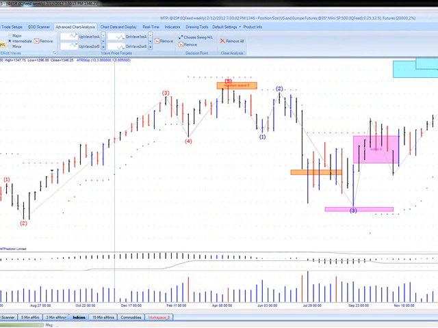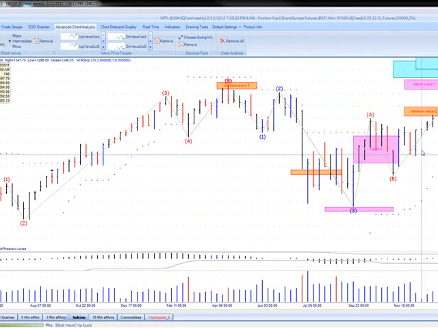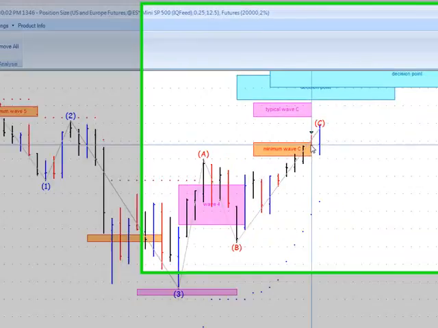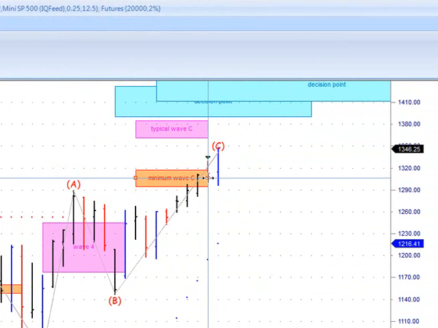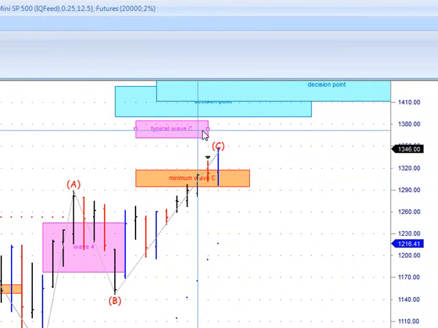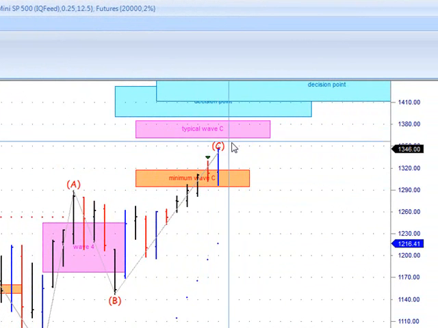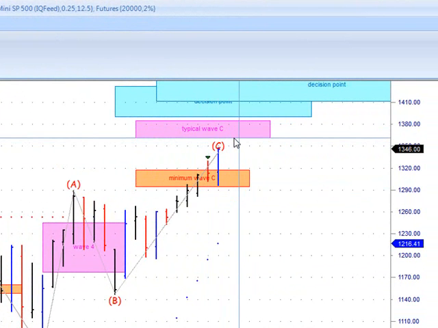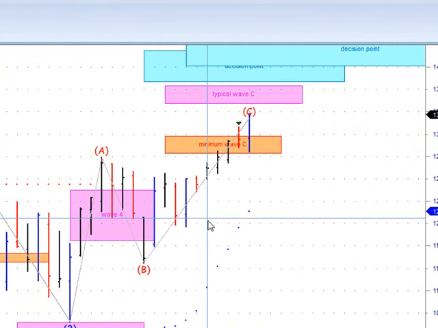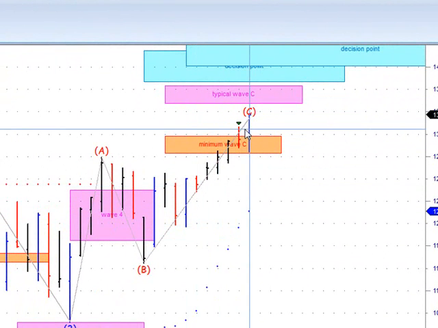So again, this is bigger picture on the weekly chart here. If we just look at where we are currently, I'm just going to click last on chart using our Elliott wave tool here, and you can see the ABC pattern that has unfolded. We've taken out the minimum wave C. We're heading in towards the typical wave C, and that will start right around 1361 in the ES. So expect things to be more bullish.